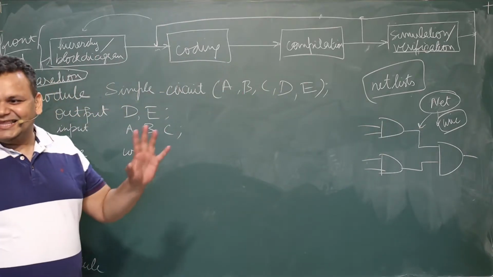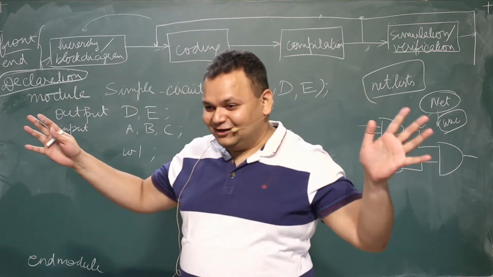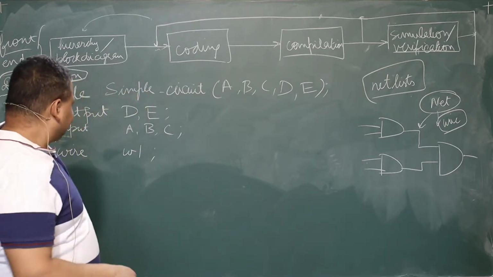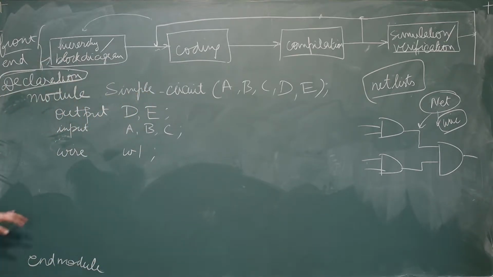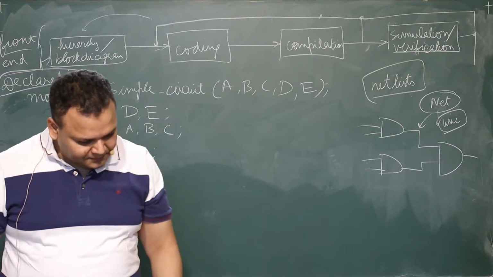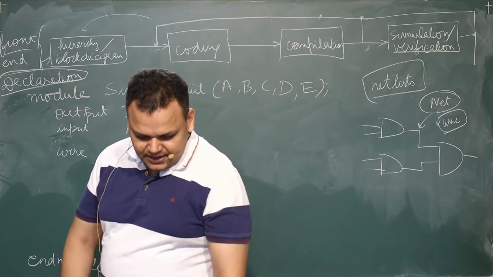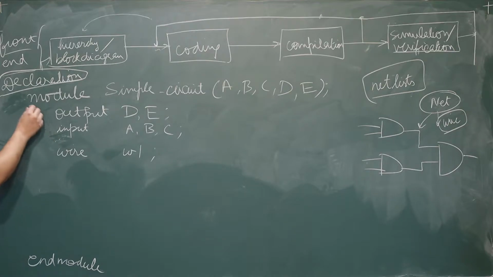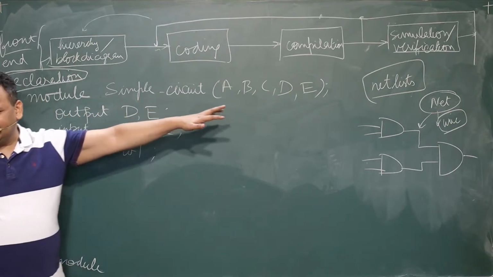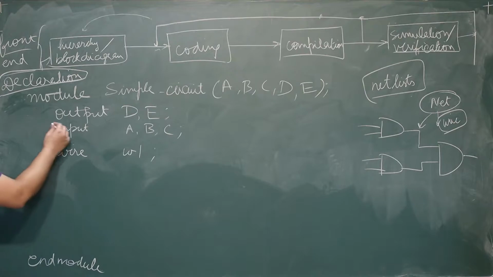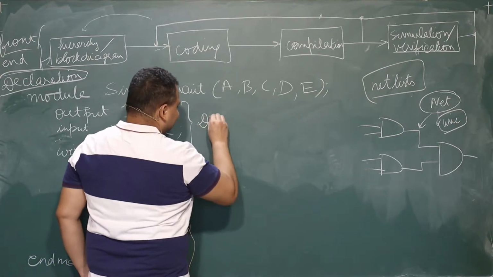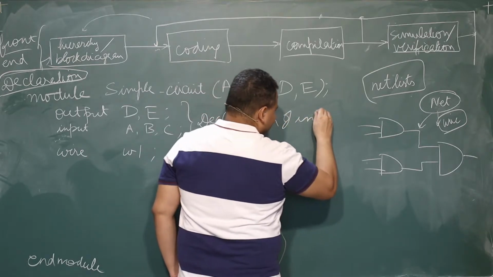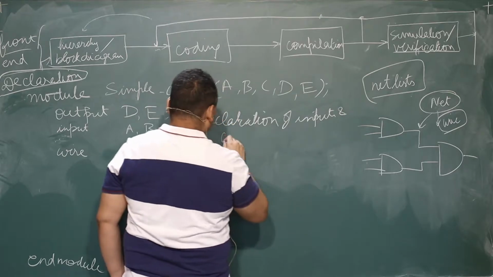A wire you can think of exactly like a wire, which is connecting two points, and you know which two points it is connecting. That is all. So we are declaring something called a wire W1. So this is the declaration of your module, and these are the declarations of your inputs and outputs.